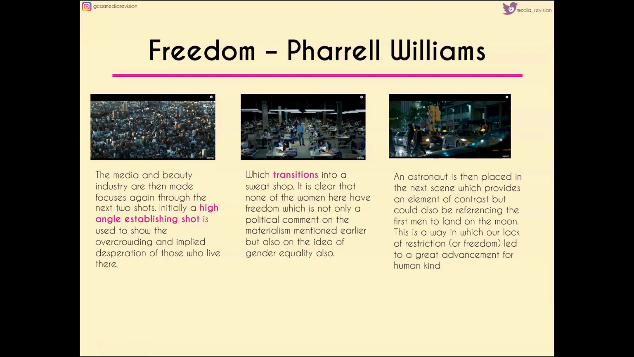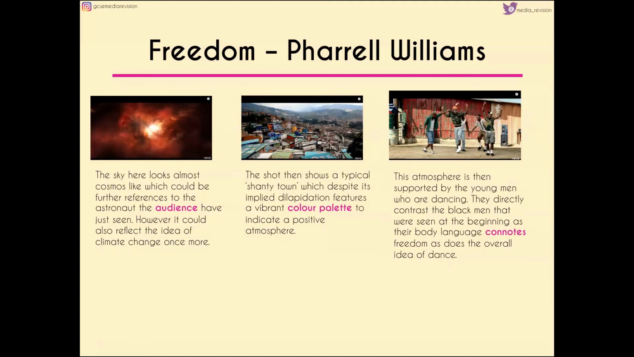Which is weird when we see this astronaut on the third shot in this screen here. It provides an element of contrast, but it could also be referencing the first man to land on the moon, which is sort of a way in which our lack of freedom led to great advancements for humankind. The way that we work and the society that we live in led to this. Alternatively, it could be that the freedom to think bigger created this sort of opportunity for us, for mankind.